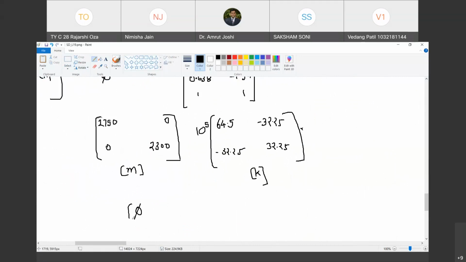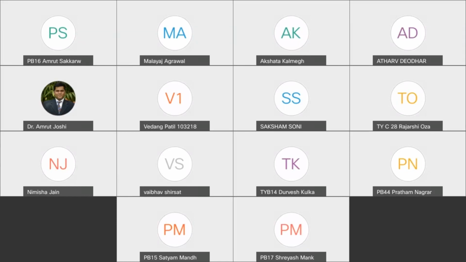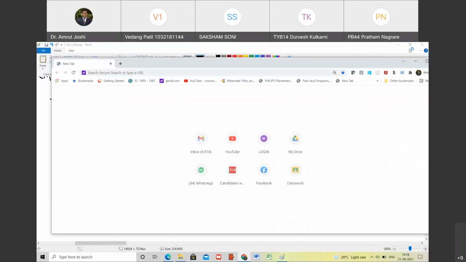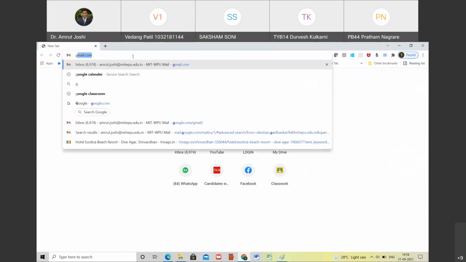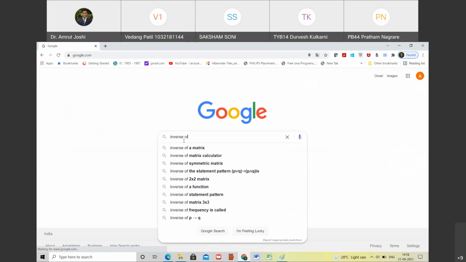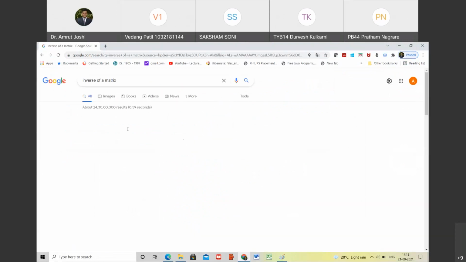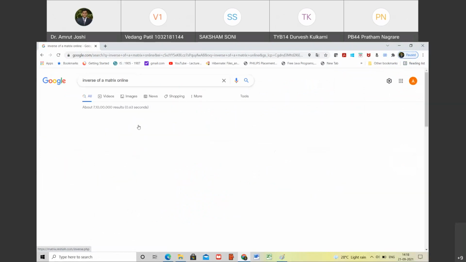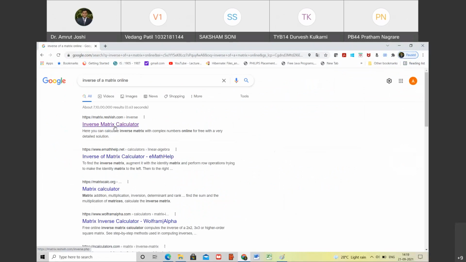So what is phi inverse? Let us do that. Your calculator has that capability, but I'm going to do it online. So let me stop sharing this screen and share my screen. Now you will be able to see. Inverse of matrix. Are you able to see the screen? Yes, sir.